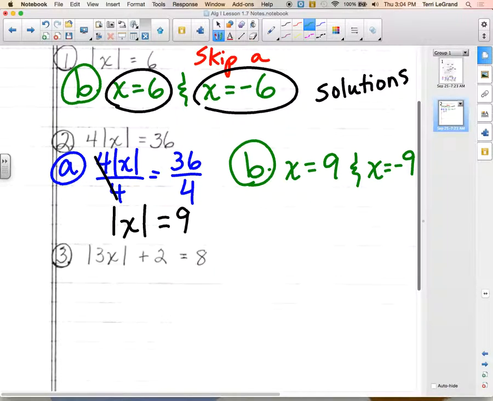Okay, the two numbers that have a distance of 9 are set equal to our expression that was inside the absolute value bars that we're now taking out of there. We're releasing it from it. We're getting rid of those absolute value bars. Do we need to do step C? No. Because x is already isolated. So here's our solutions again.